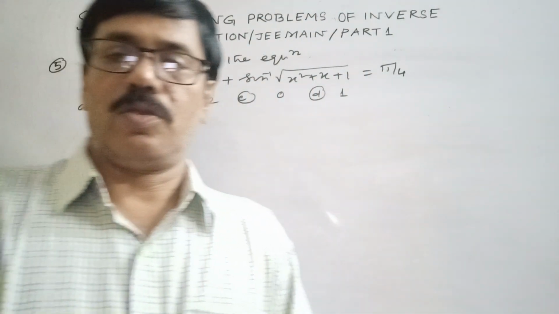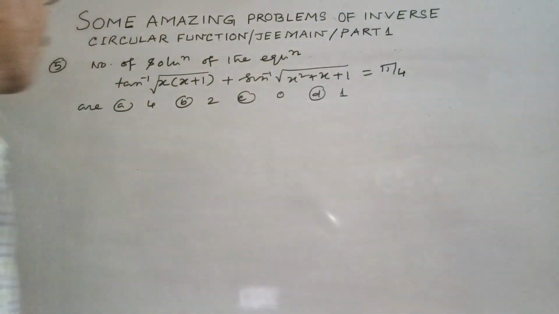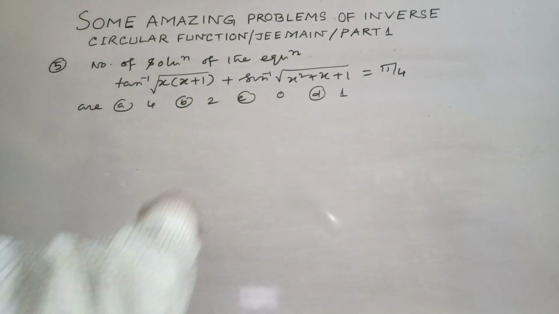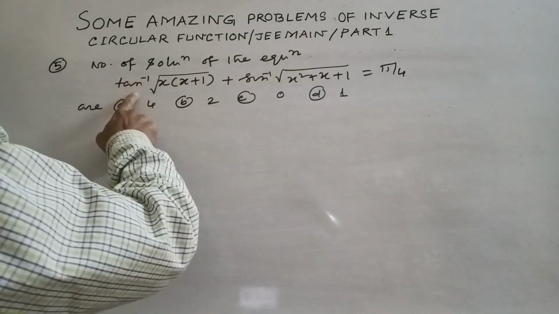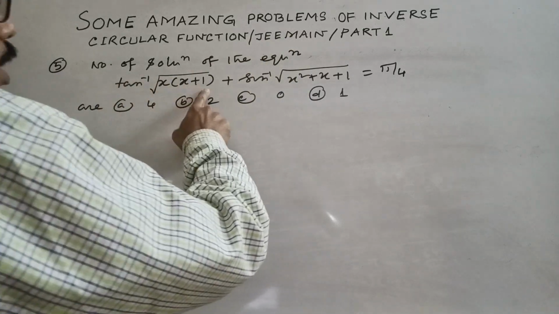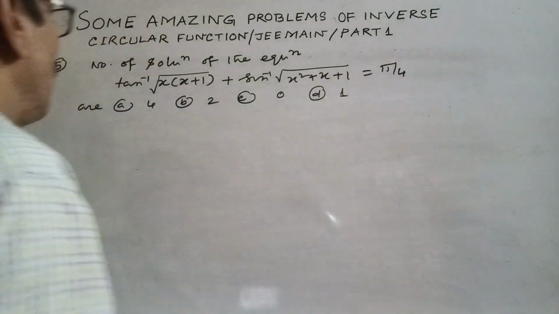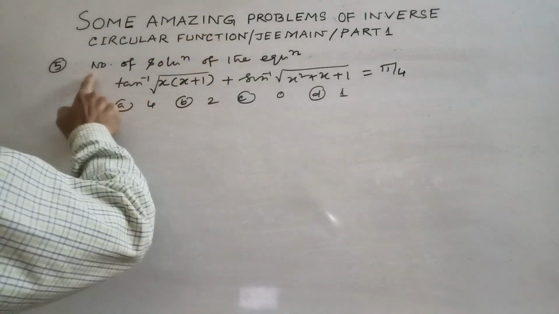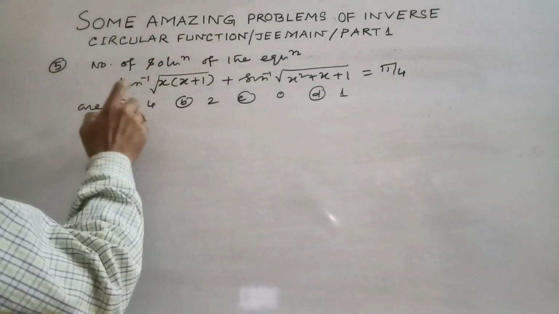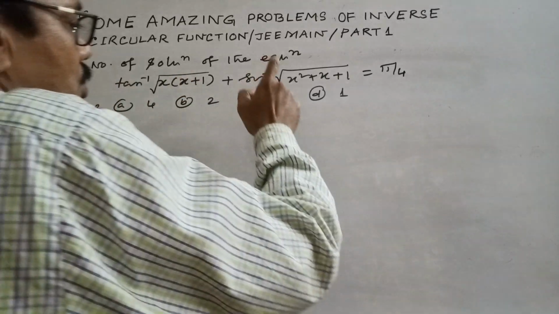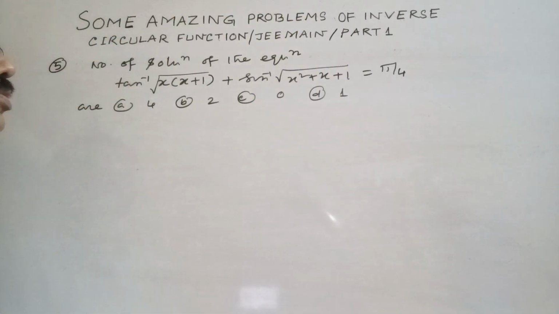Now one more problem. Number of solutions of the equation tan inverse of x into x plus 1 plus sin inverse of x square plus x plus 1 equals pi by 4. Number of solutions. The options are 4 solutions, 2 solutions, 0 solution, 1 solution.